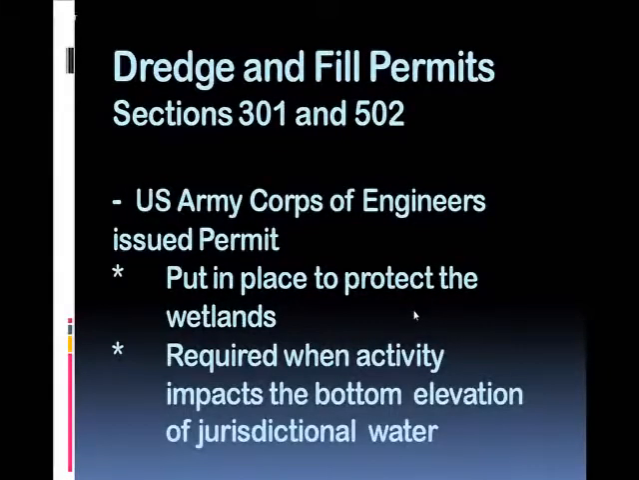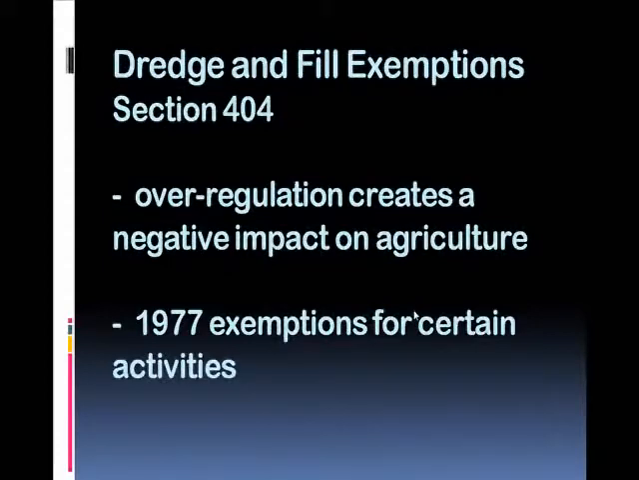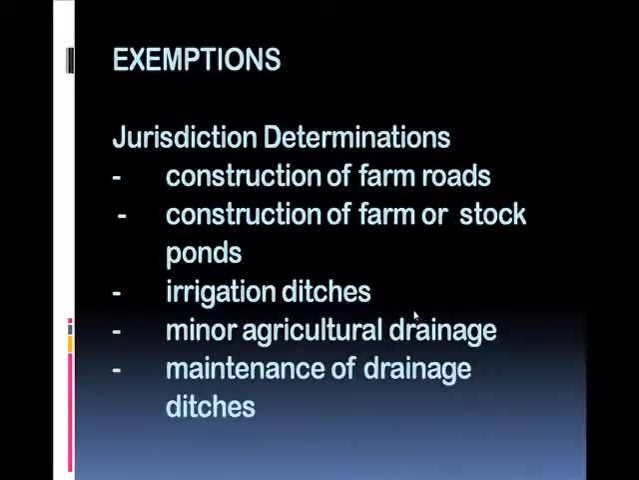Army Corps of Engineers. In 1977, an amendment was passed to Section 404 that addressed concerns that had been raised related to overregulation that resulted in a negative impact to agriculture. This resulted in exemptions for certain activities. These exemptions, based on jurisdictional determinations, include construction of farm roads, construction of farm or stock ponds, the construction of irrigation ditches, the creation of minor agricultural drainage, and the maintenance of drainage ditches.